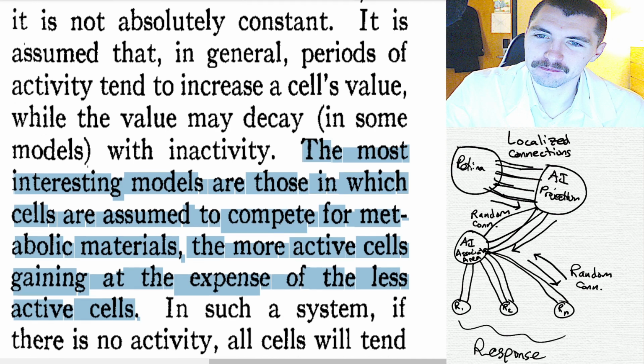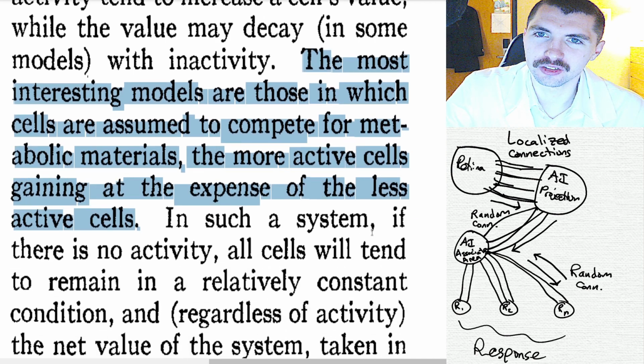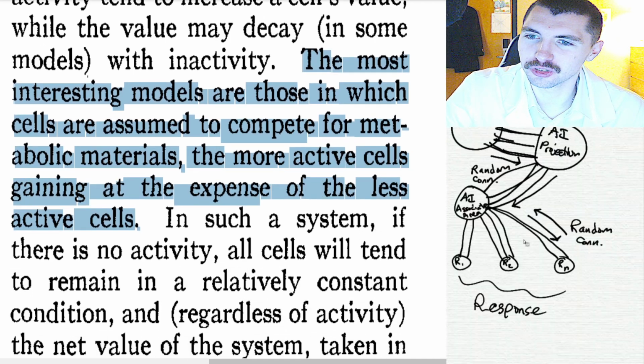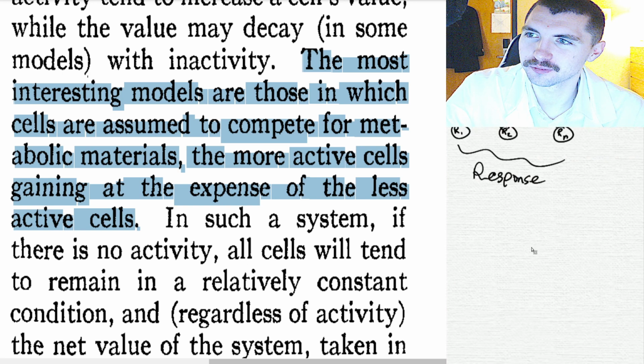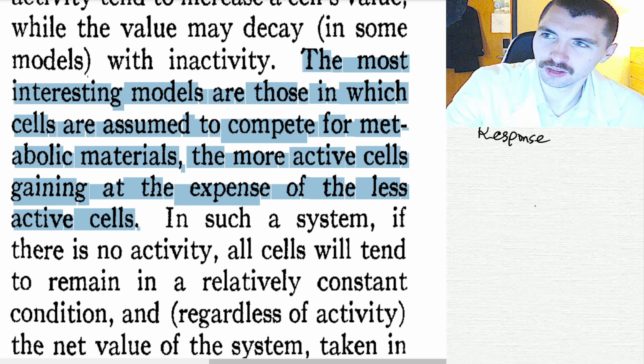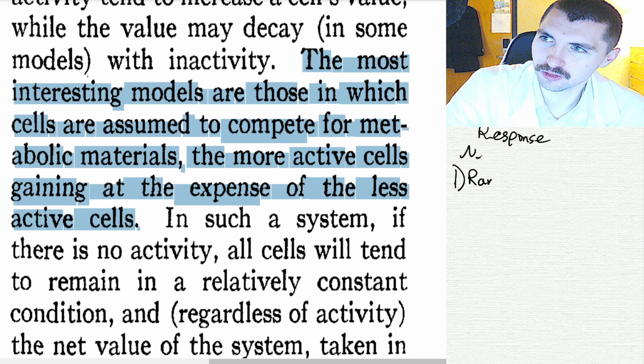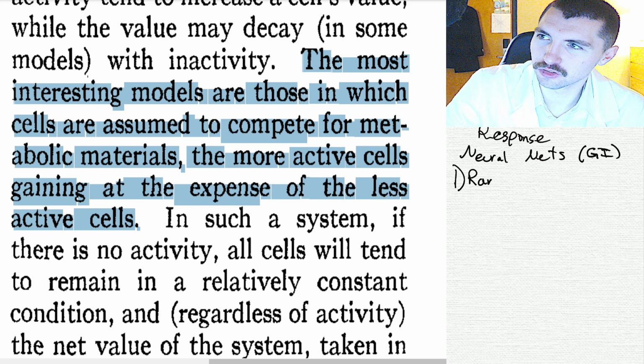So there's a lot of surprising intuitions. Say general intelligent neural nets. First, randomness.